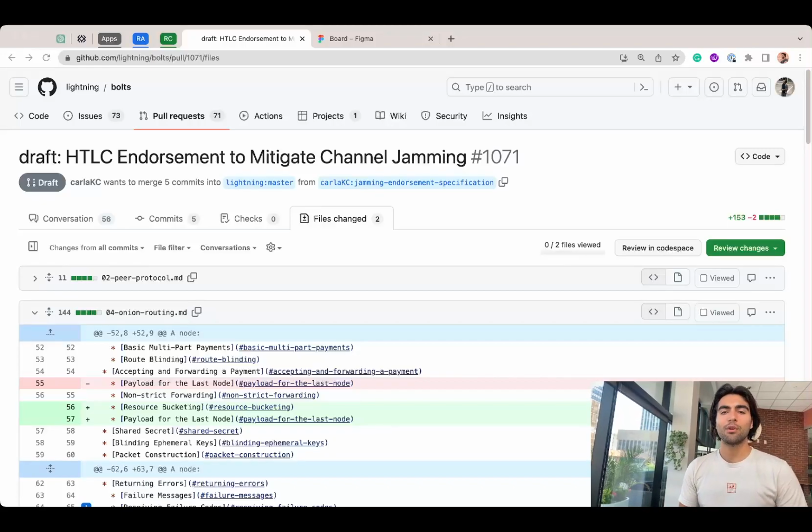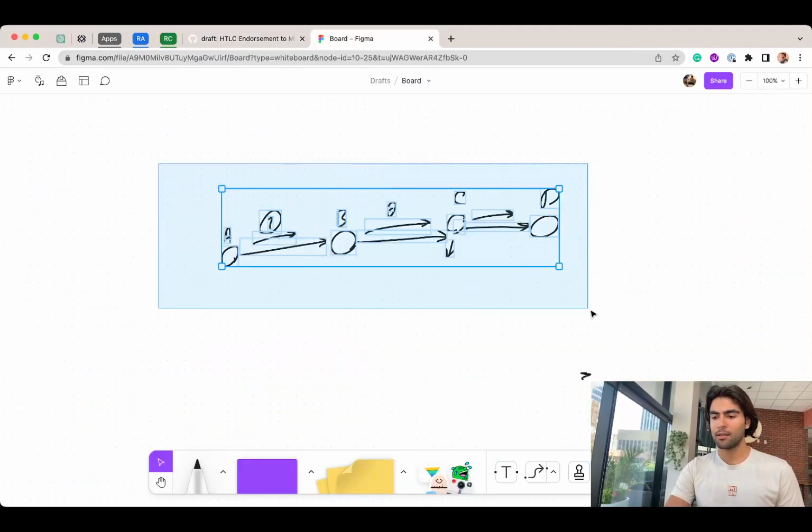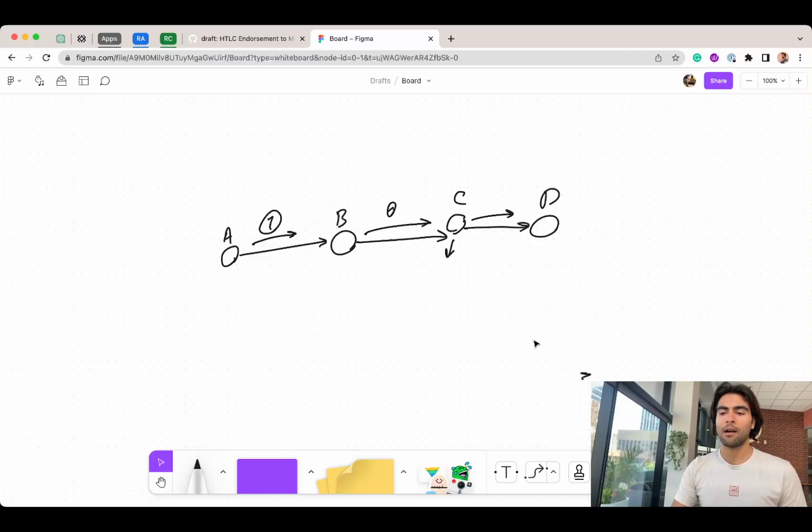Hi. So in a previous video, we saw how the HTLC endorsement works and how the infrastructure is laid out. We saw that there is an endorsement field that is kind of like a Boolean. You could set it to 1, which means that you trust the payment, or you could set it to 0, which means that you don't trust the payment. And in this video, we're gonna move to the second part of the proposal. We did see this example of how the nodes set the endorsement field.